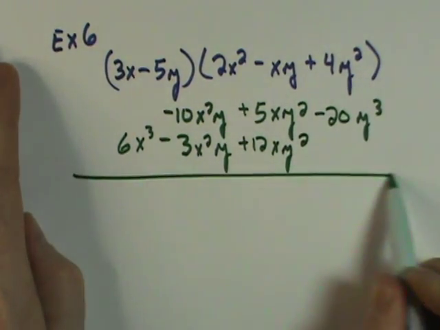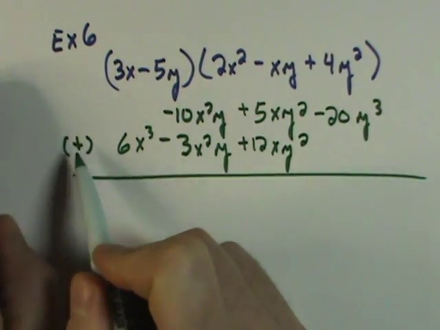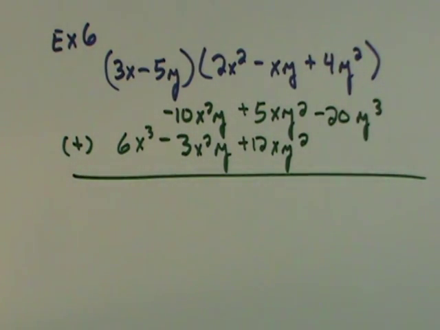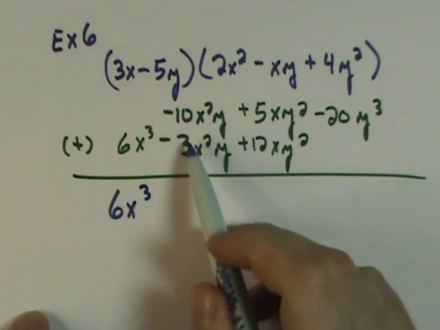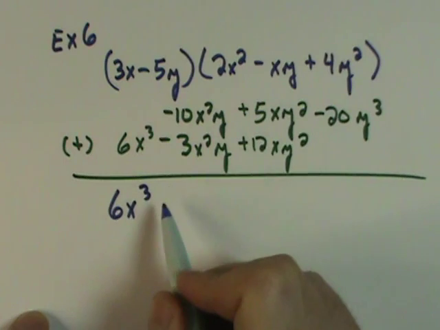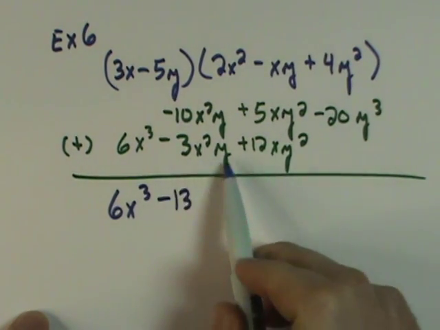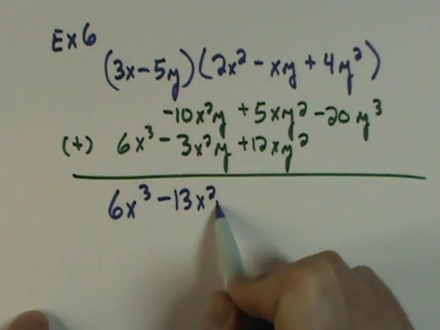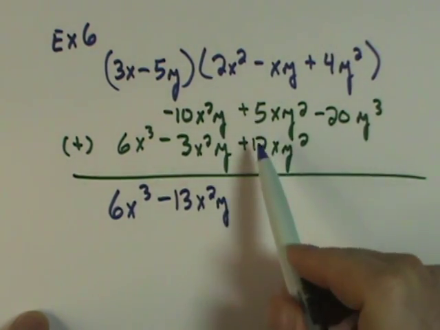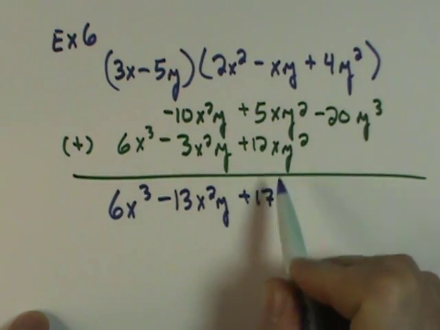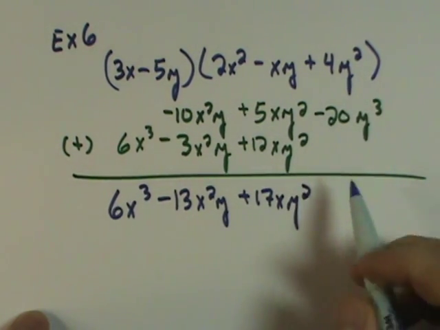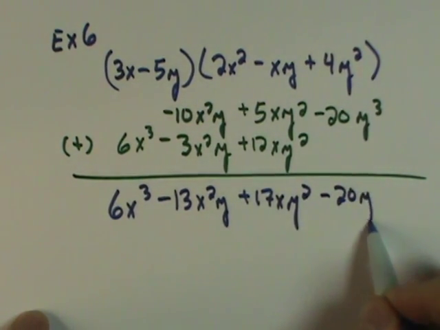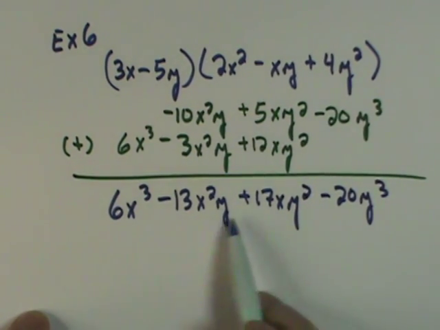And once I have all those terms multiplied out, it's time to add them up. And so the first term just gets rewritten. The second one, as I add these up, you owe me 10, you owe me 3, you owe me 13. The label does not change. It's an x squared y. 5 and 12 would be 17. Label does not change. X y squared. And minus 20y cubed. So here we got 4 terms.